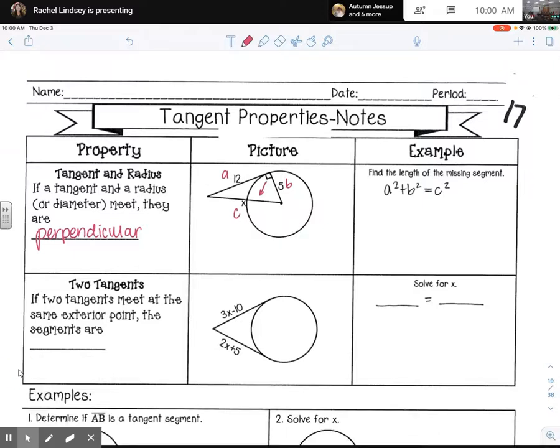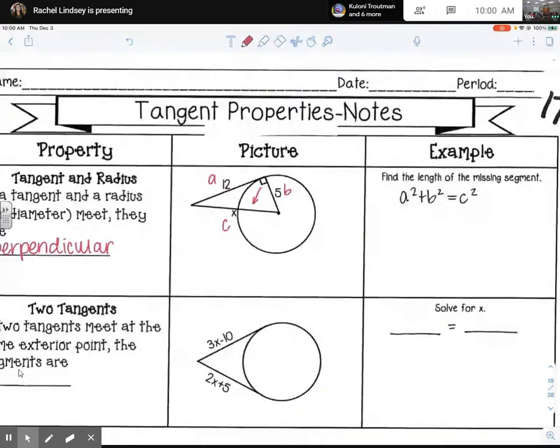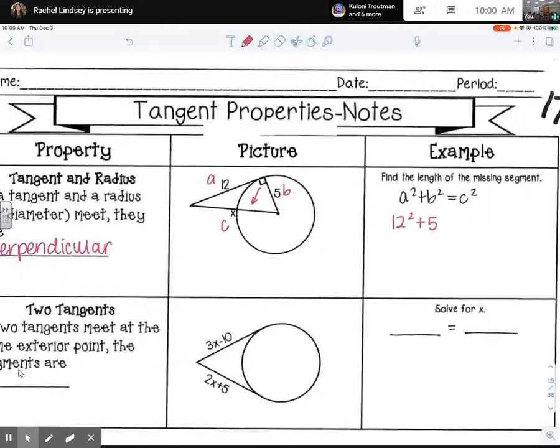So now I plug A, B, and C into the Pythagorean theorem that I have over here. So A is 12 squared plus B, which is 5, so 5 squared equals C squared, which is going to be X squared.